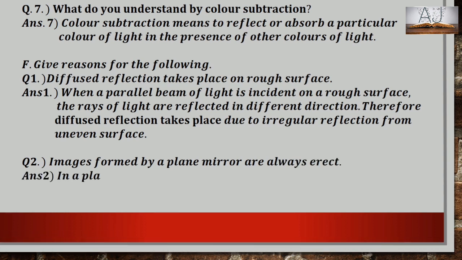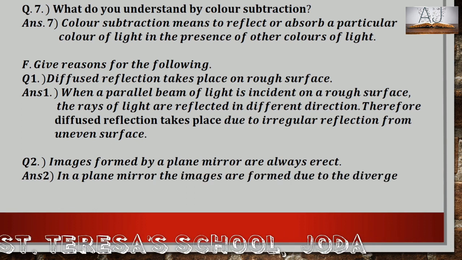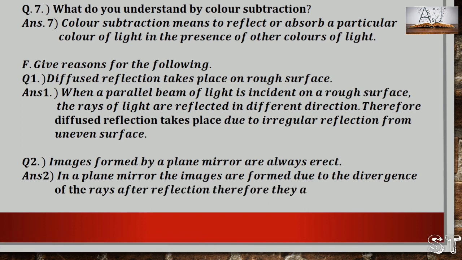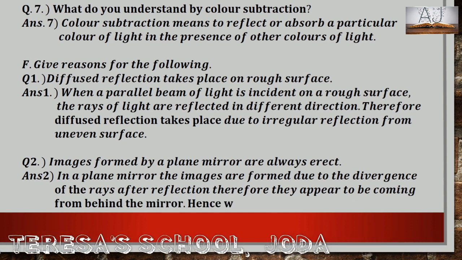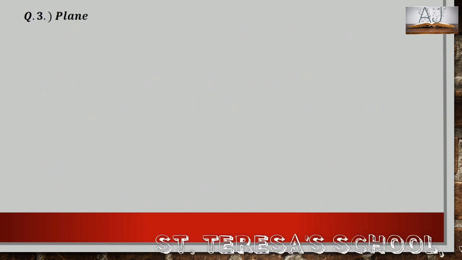Now, second number, images formed by plane mirror are always erect. Give reason. In a plane mirror, the images are formed due to the divergence of the rays after reflection. Therefore, actually they do not meet and form the image. They appear to be coming from behind the mirror. Hence, we get a virtual and erect image.